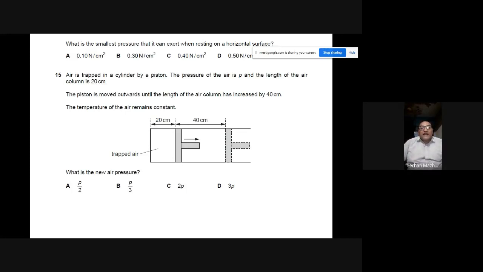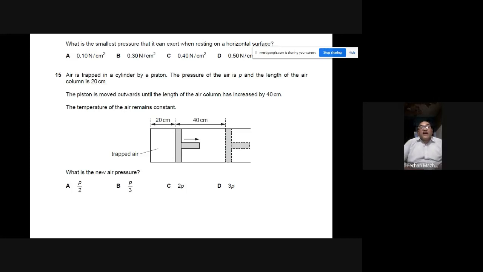The cross-sectional area in the first situation and the cross-sectional area in the second situation is the same. The volume of the air is equal to cross-sectional area multiplied by length. For air trapped inside a cylinder, for gas pressure, we use the formula P1 V1 equals P2 V2 when the temperature of the gas does not change. P1 V1 equals P2 V2.